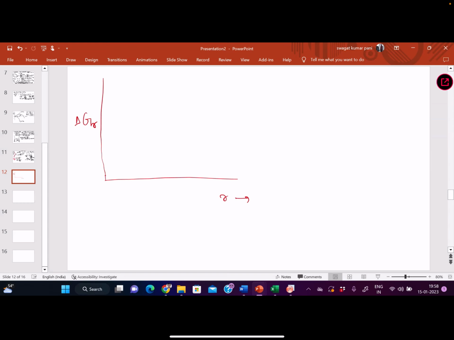Here also graphically how the delta G star changes with temperature. Suppose three temperatures, you have T1, T2 and T3. So what should be the temperatures? What is the relation between these temperatures? T1, T2, T3.